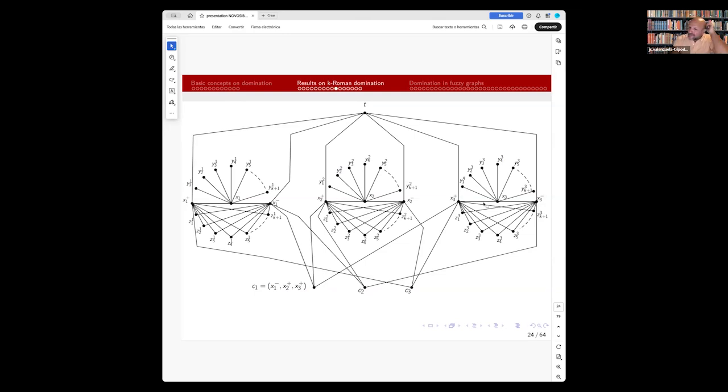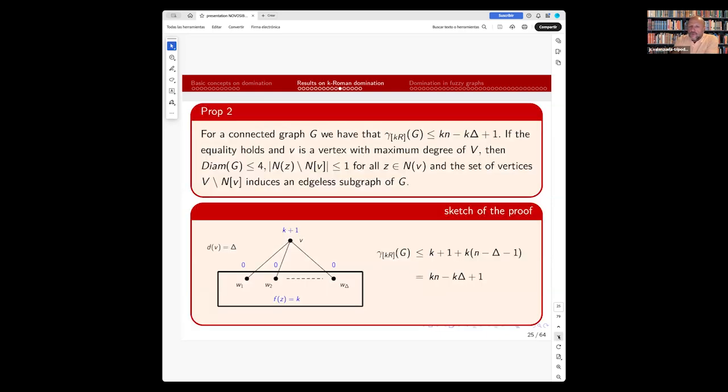Of course, this is a bipartite graph, which can be constructed in polynomial time, so the only thing that remains is to compute the weight of the k-Roman dominating function regarding the satisfiability of the clauses of the instance of the problem. It's not so difficult, but it implies some computations.